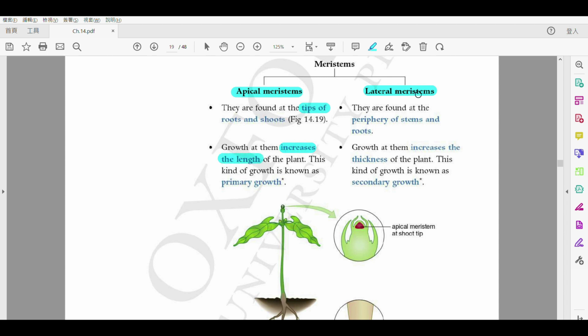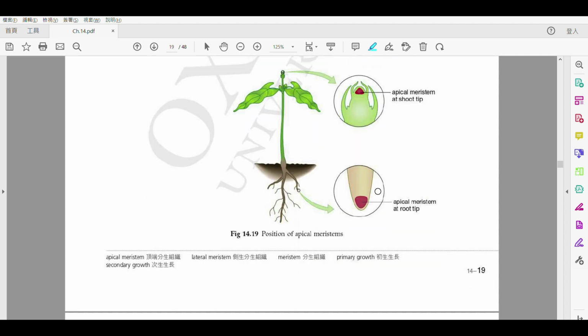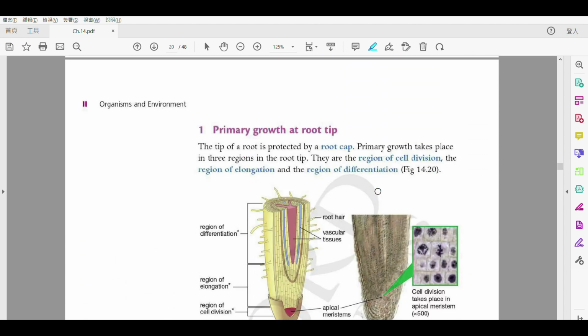Lateral meristem, it can only be found in the periphery. That means 周邊, the surrounding of the stem and roots. And because they are located at the periphery, right? So they will increase the thickness. And here we define this by secondary growth. Okay? And then we'll move on to talk about the primary growth.